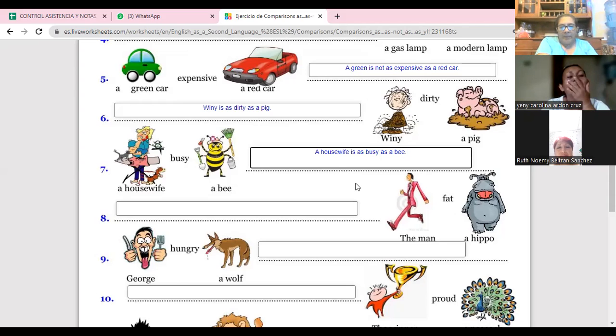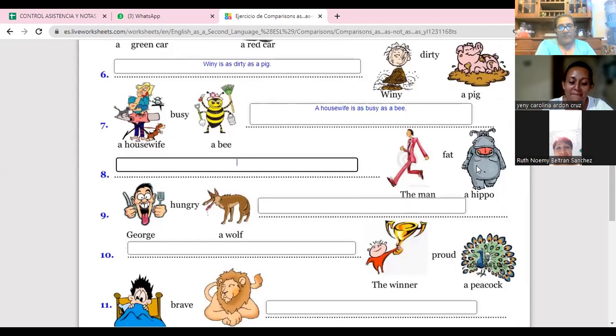Is busy as a bee. Yes, bees are very hard workers. So housewives are too, right? We do a lot of things. Multitasking. Look, she's ironing the clothes, taking care of the cat, feeding the baby, answering the phone, taking care of the dog, giving medicines. At the same time.